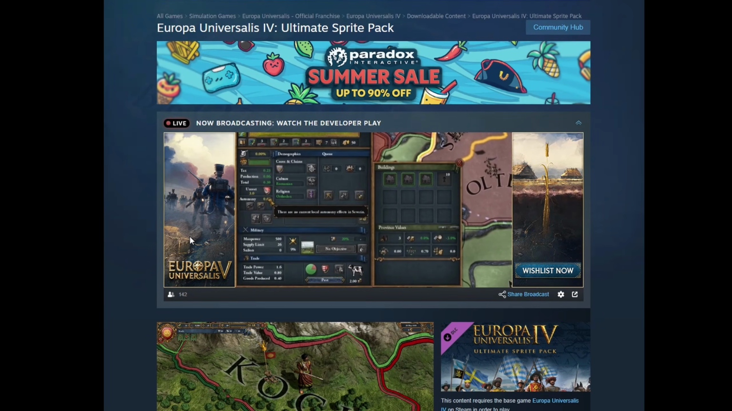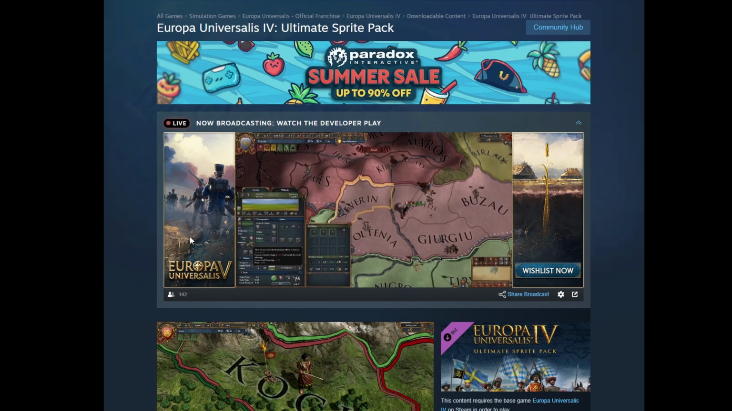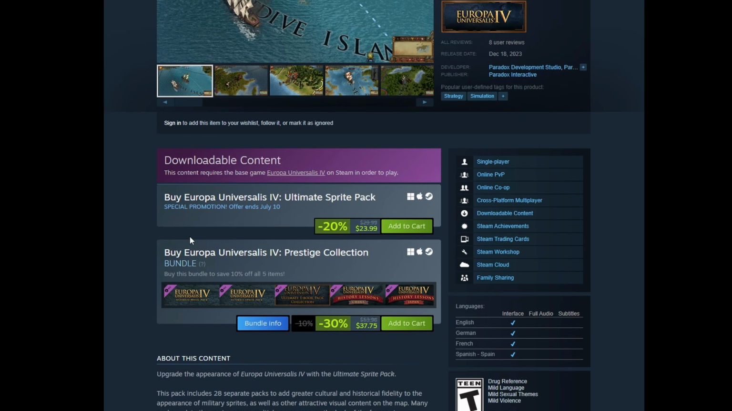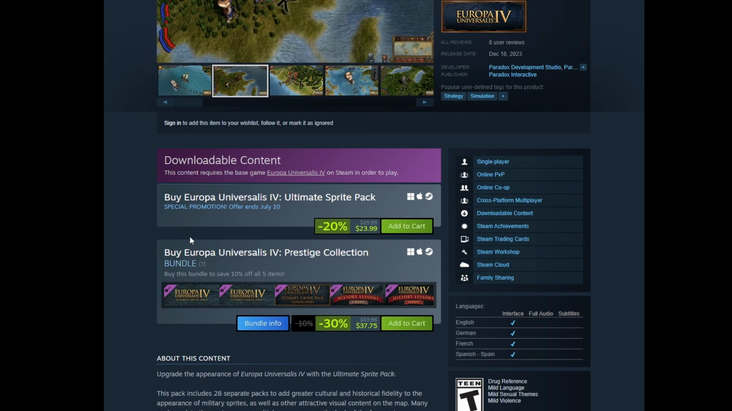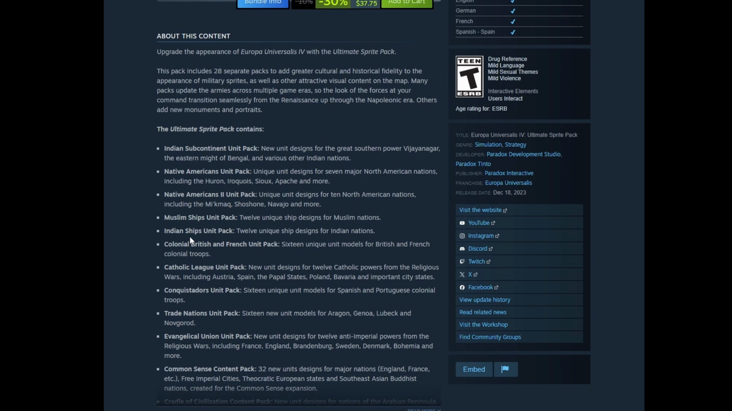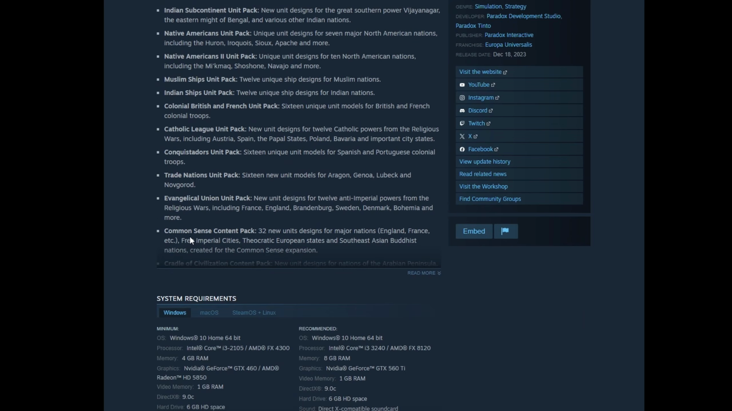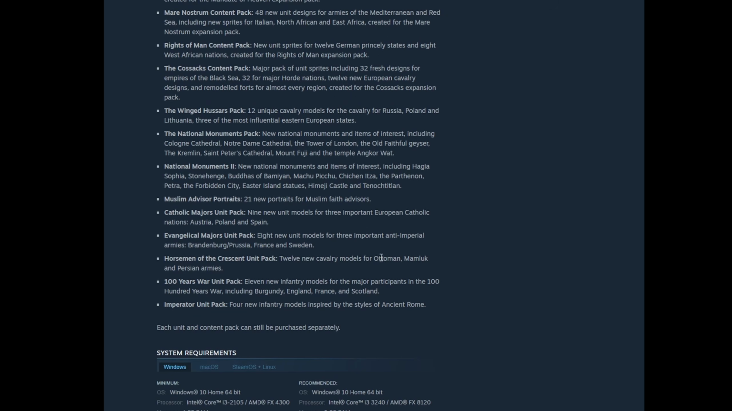Like, look at this one, Europa Universalis 4 Ultimate Sprite Pack. We're looking at $30 base price. And what does it add? This pack includes 28 separate packs, to add greater cultural and historical fidelity to the appearance of military sprites, as well as other attractive visual content on the map. What are we actually looking at here? New units, ship designs for Indian and Muslim nations, cavalry models, portraits for advisors.